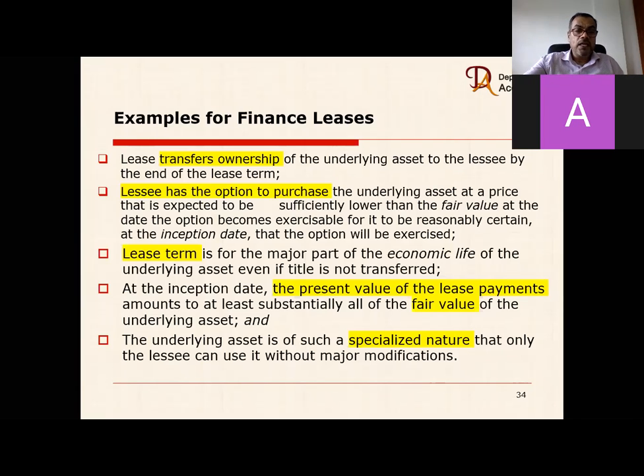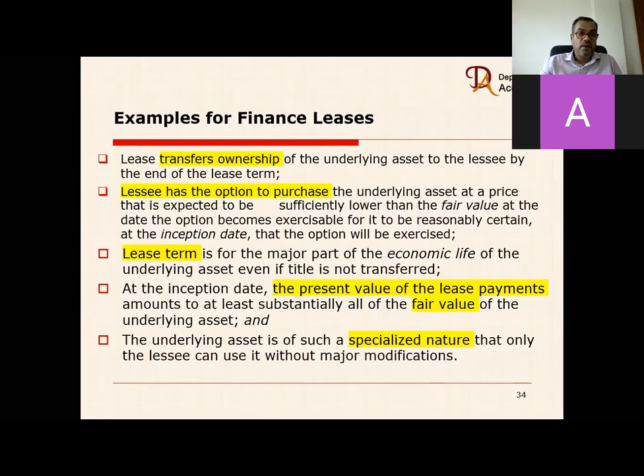Third point, lease term is the major part of the economic life of the asset. Simply speaking, we can understand this explanation in different words. If the lease term is more or less equal to the economic life of the leased asset, it's a finance lease, no matter whether the ownership is transferred or not.